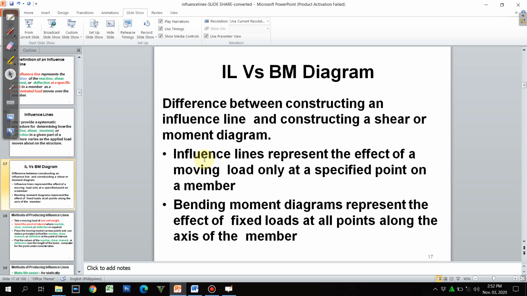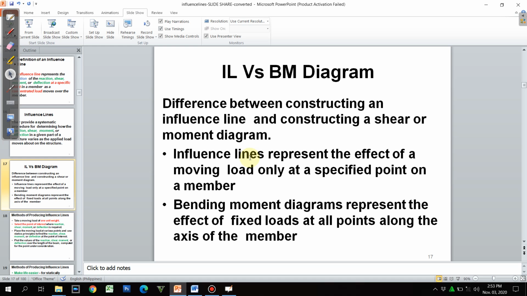a certain point. Say the point is at point C, and your concern is at point C, you can draw a shear influence line at C. So that influence line only represents your shear at C, but it does not represent another point or some other points in the beam.